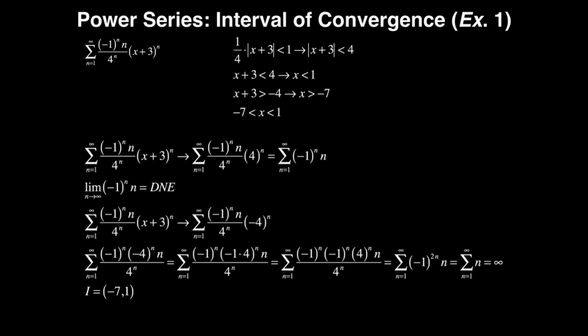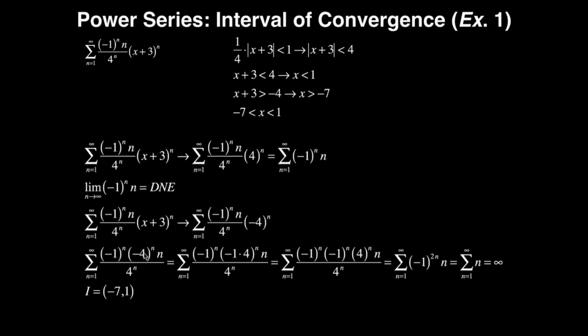Okay? Now let's check the other endpoint, which is negative 7. So we're going to do the same thing. We have plugging negative 7 in here for x, and that's going to give us series from n equals 1 to infinity of negative 1 to the n power times n divided by 4 to the n. And when we plug in negative 7 in here for x, negative 7 plus 3 is negative 4 to the n power. All right, let's do a little bit of algebraic simplification here.